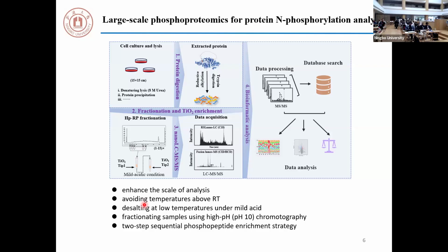And fourth, we use high pH to fractionate the samples. The fifth, we use a two-round phosphopeptide enrichment. Briefly speaking, after the first round enrichment, a second round was performed using the supernatant after the first round enrichment.